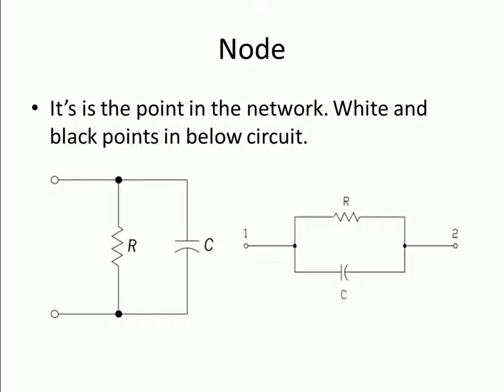And next we move to a node. A node is a point in a circuit that is dividing the current, that is dividing two components. As you have seen in this image, the nodes, the black ones, are dividing the resistor and the capacitor, and the white point is dividing the voltage. If you want to apply some active element in this point, you can apply the active element in these points.